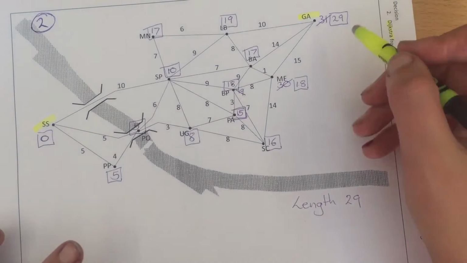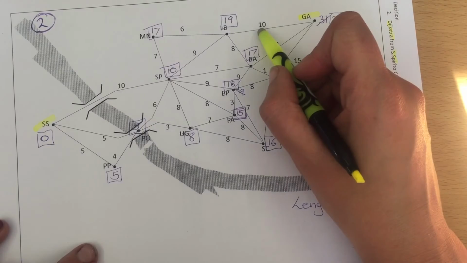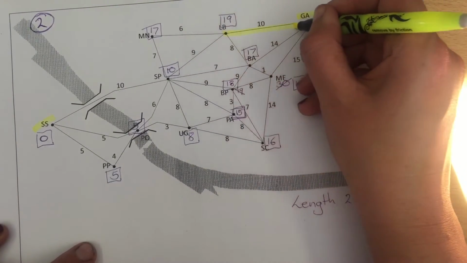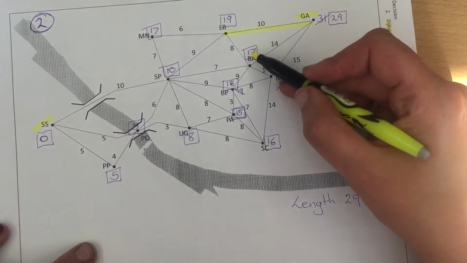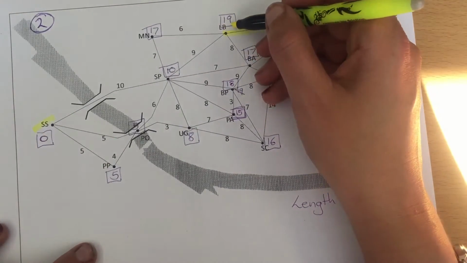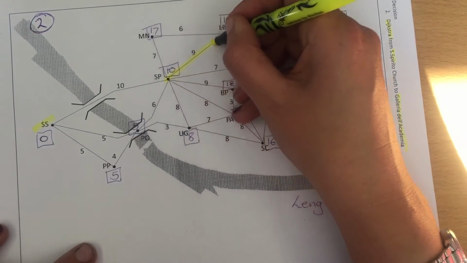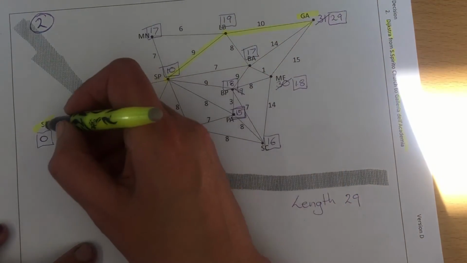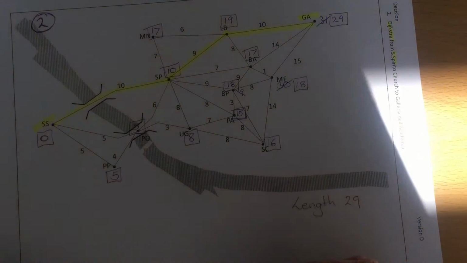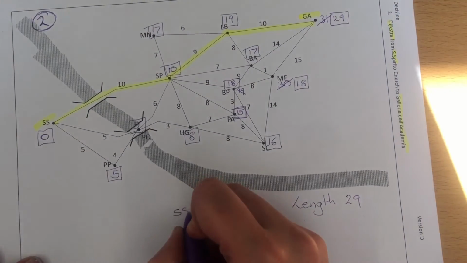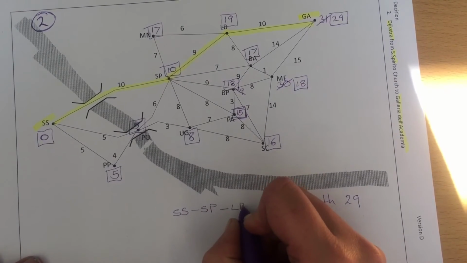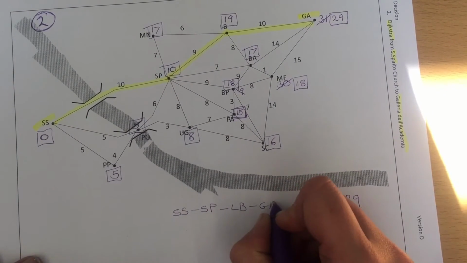So 29 take 10 is 19. So we've come along here. 29 take 14 isn't 17, so it wasn't that. 19 take 9 is 10. 10 take 10 is nothing. So the route that we used was SS to SP to LB to GA.